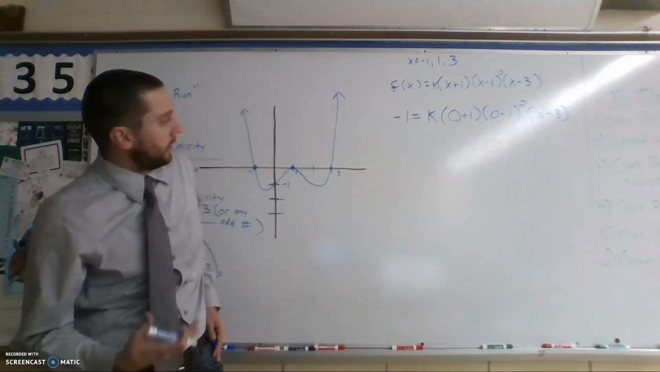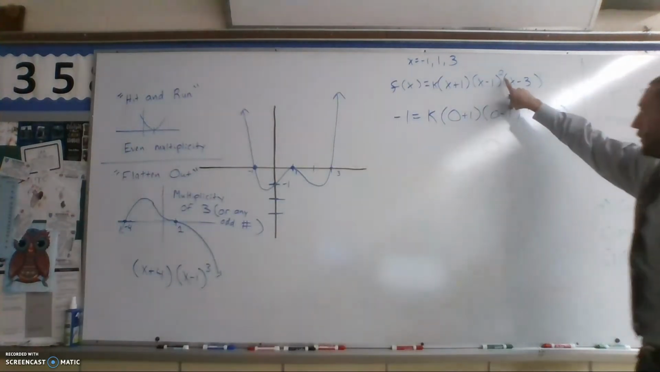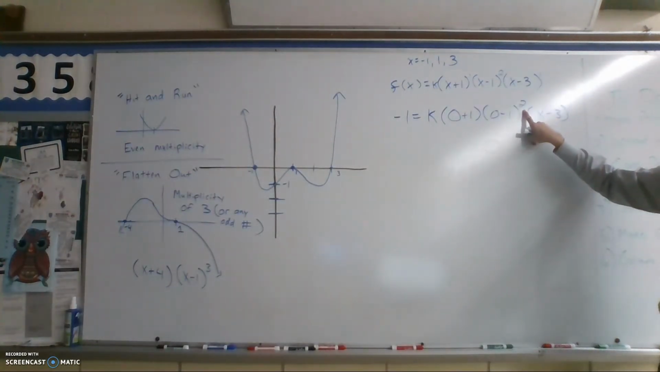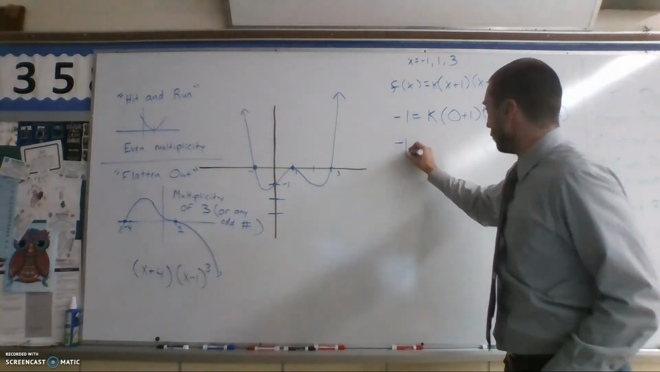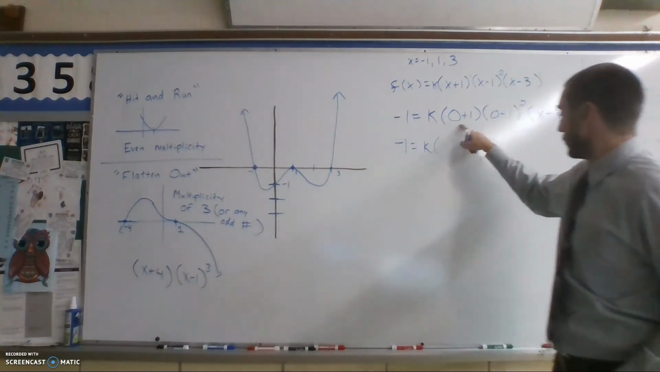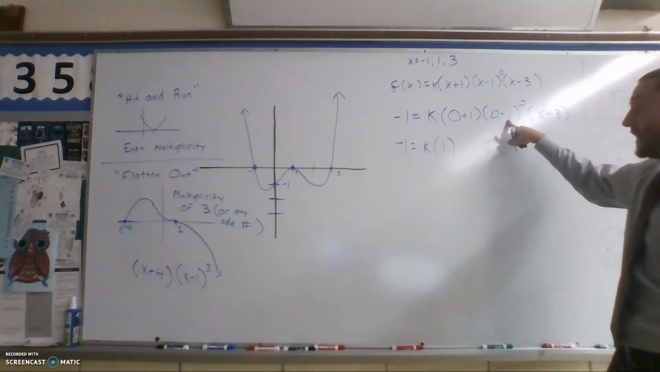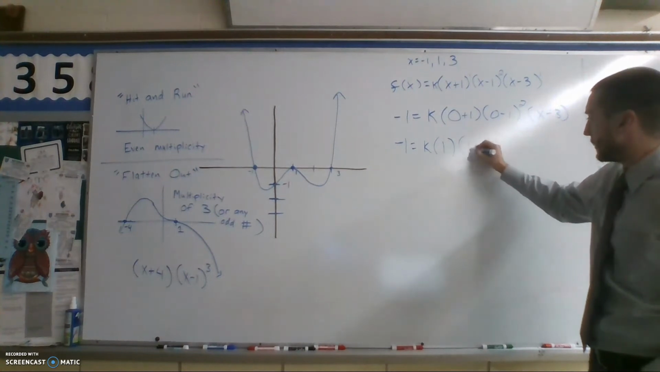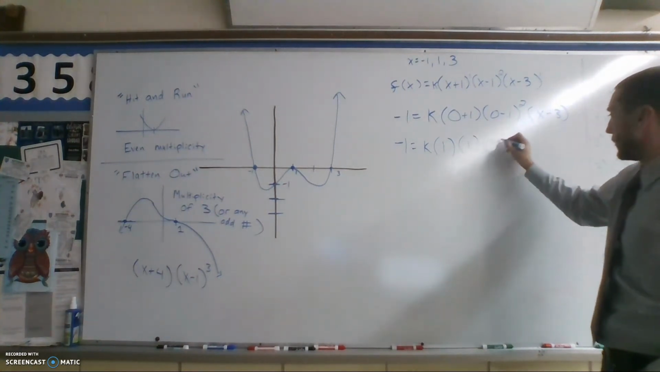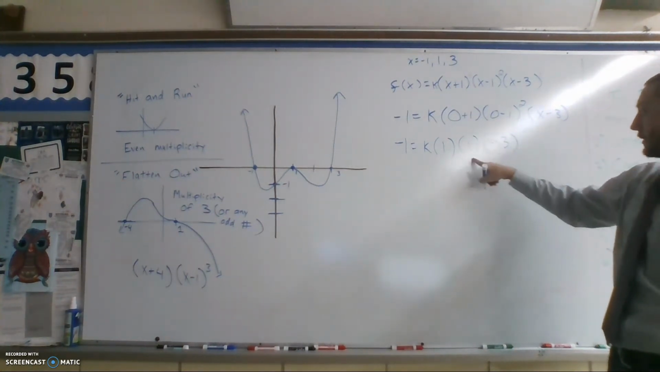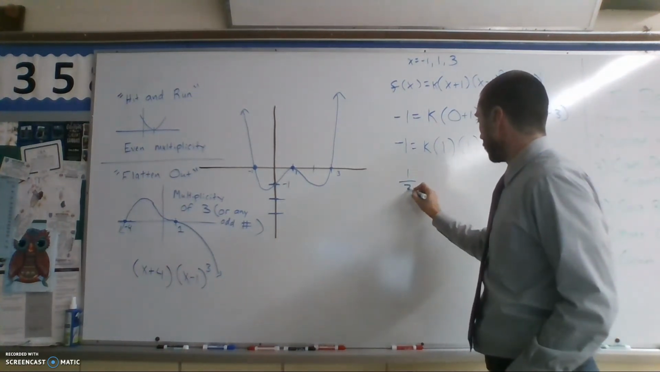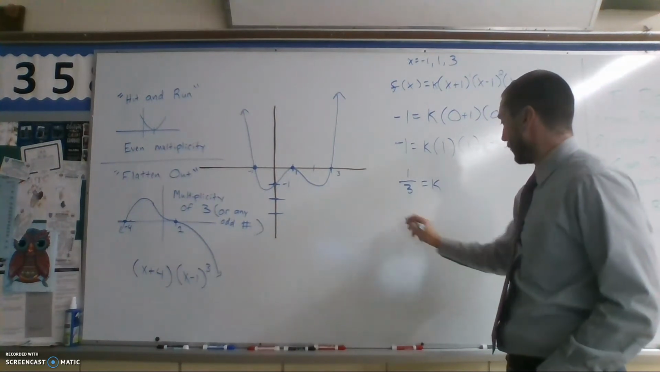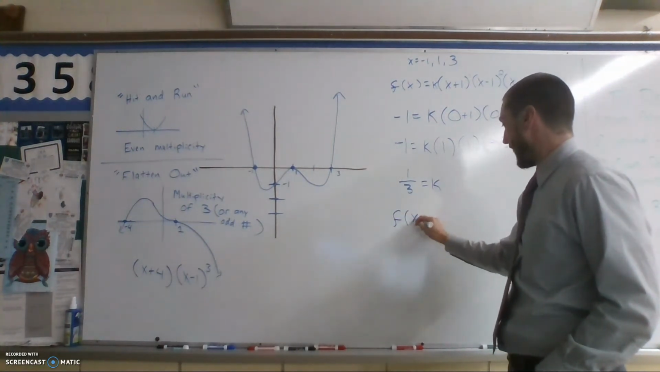All right, now this is where you're going to mess up if you mess up: you're going to remember to put the square there, but you're going to forget to put it down here. So make sure that you don't lose your exponent there. So now -1 equals k times, so 0 plus 1 is 1. So 1 squared is +1, and then times -3. So 1 times 1 times -3 is -3. Divide everything by -3. So 1/3 equals k.